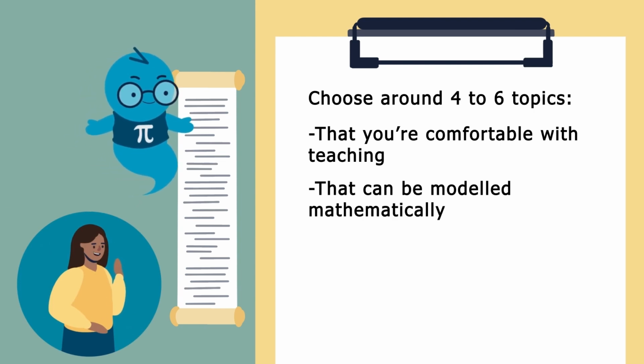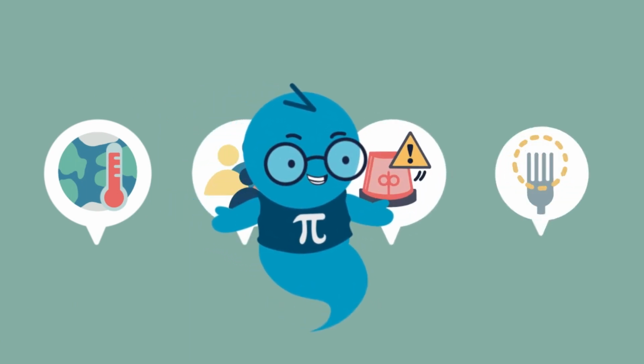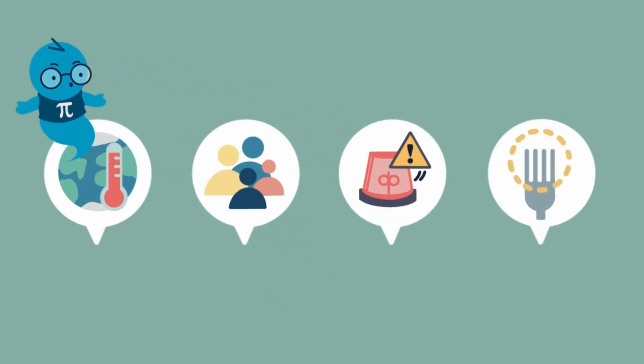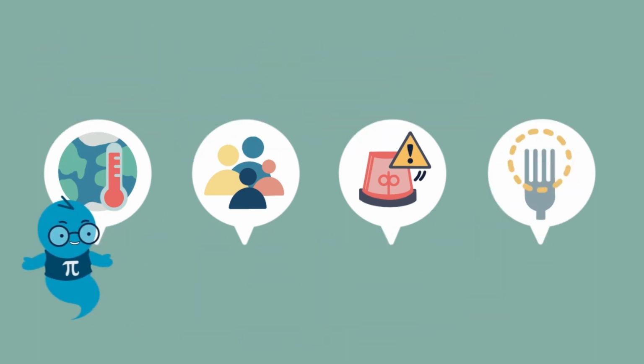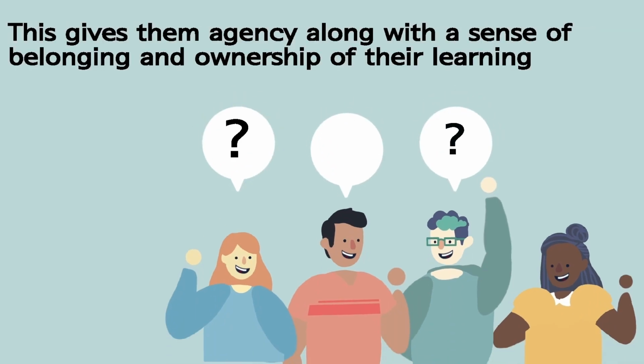But what if I don't find 4? There's a high probability that you will find 4. But if you don't, you can choose just 1. Or you can choose one of the 3 from this course. Now the teaching happens. It is important to let students choose their own questions based on their interests. This gives them agency and a sense of belonging and ownership of their learning.